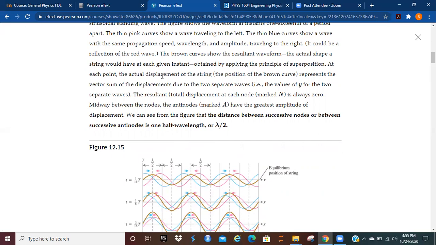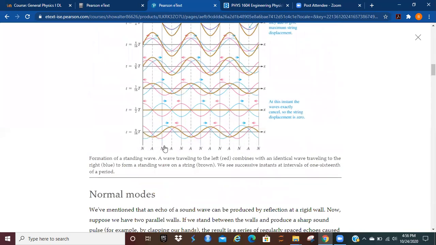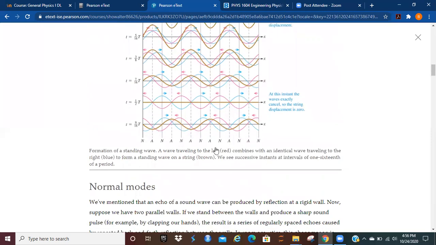So at each point, the actual displacement of the string represents the vector sum of the displacements due to the two separate waves. The resultant total displacement at each node marked N is always going to be 0. Midway, the antinodes are marked with A, and they have the greatest displacement. So the distance between successive nodes or between successive antinodes is going to be 1/2 of a wavelength. Node to node, antinode to antinode is 1/2 of a wavelength.